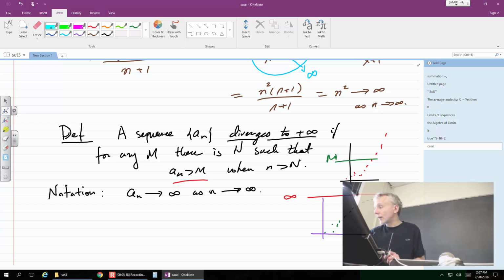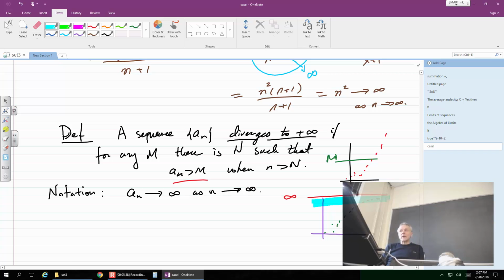And then once again, no matter how narrow a band we put around that location, we finally will get into it, and the whole tail of the sequence will stay within that band. That's what this picture indicates.